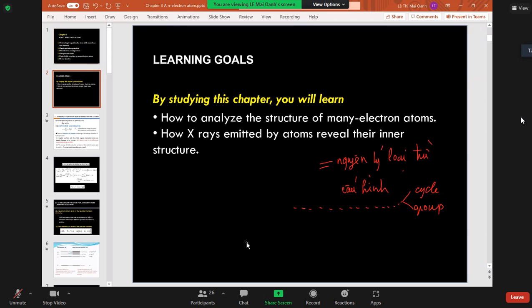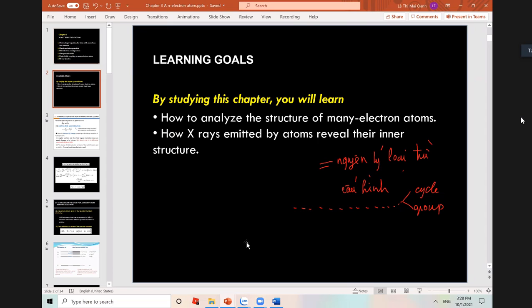It is the goal of this chapter. By studying this chapter, you will learn how to analyze the structure of many electron atoms and how X-rays emitted by atoms reveal their inner structure. The inner structure of the atom.